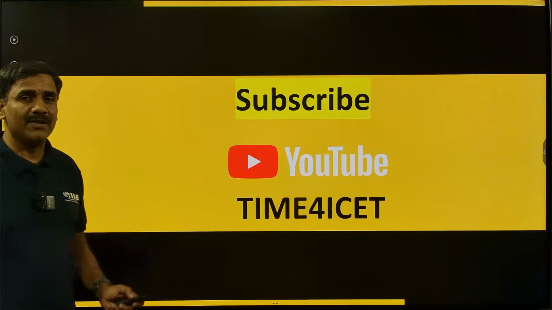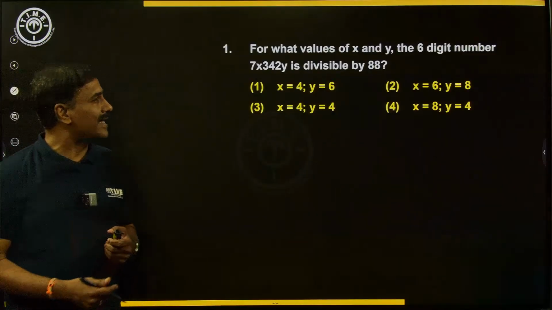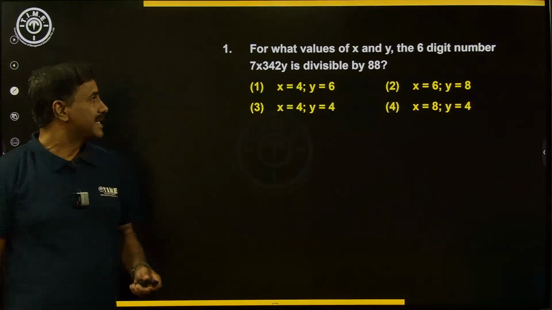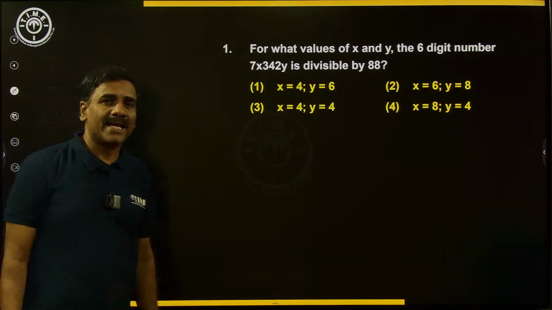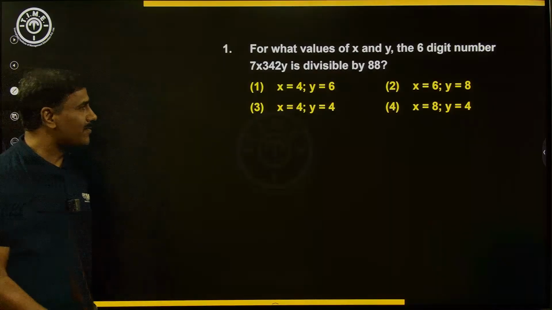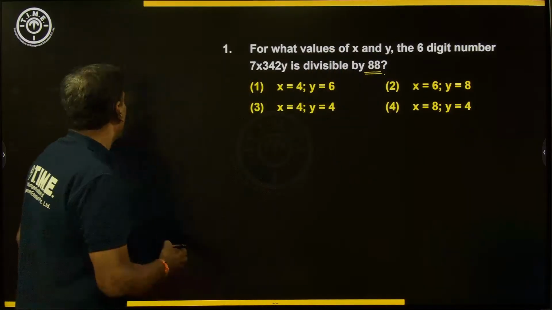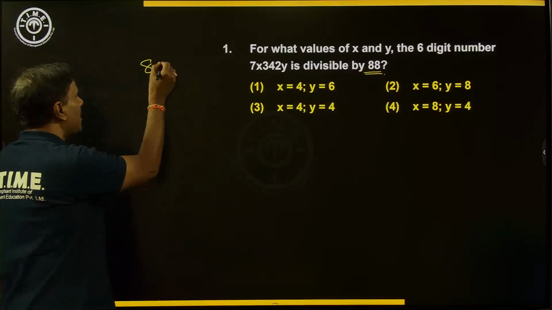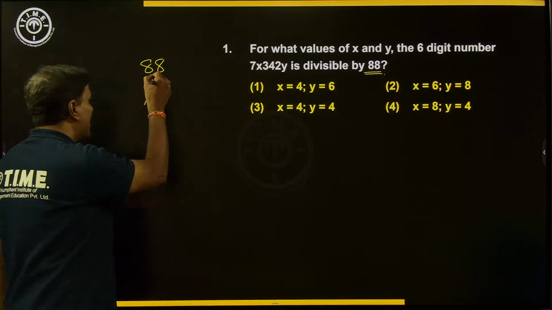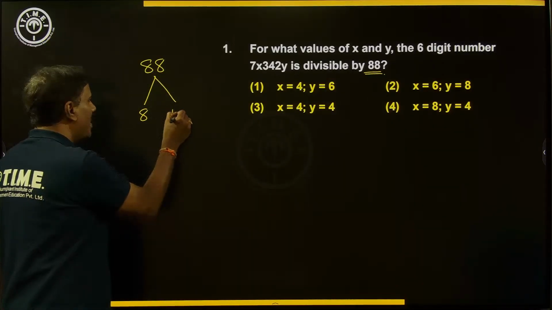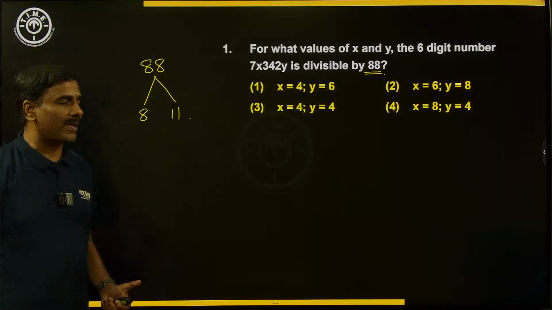Let's look at the first question that was given in the examination. For what values of x and y, the 6-digit number 7x342y is divisible by 88. So when we can say that a number is divisible by 88 is the first point that we have to know here, right? For divisibility rules, we will be using the co-primes concept, right? 88, if we write it as 8 and 11 multiplication, we will be getting 88. 8 and 11 are basically co-primes, right?